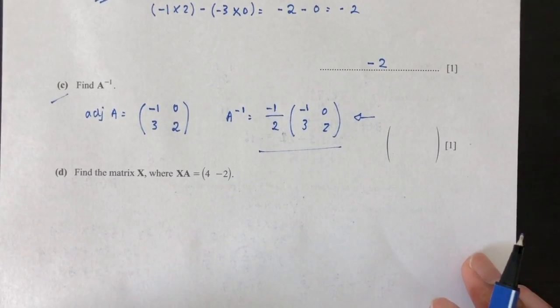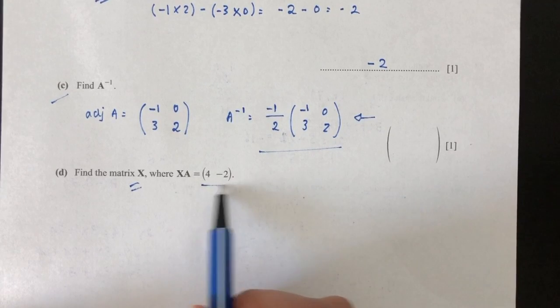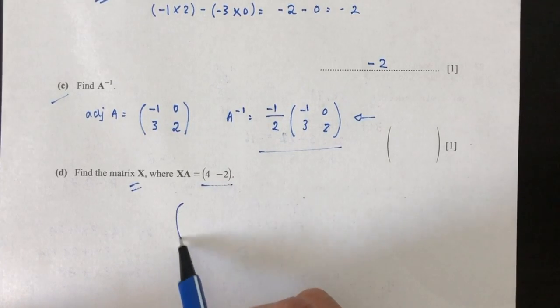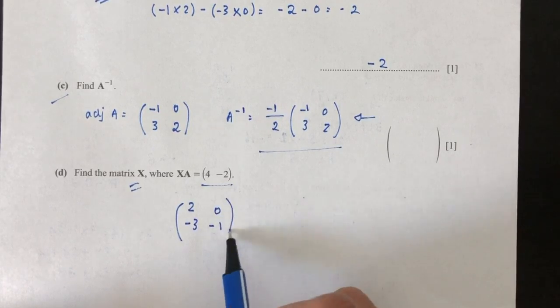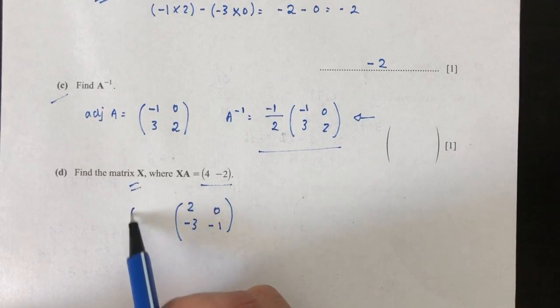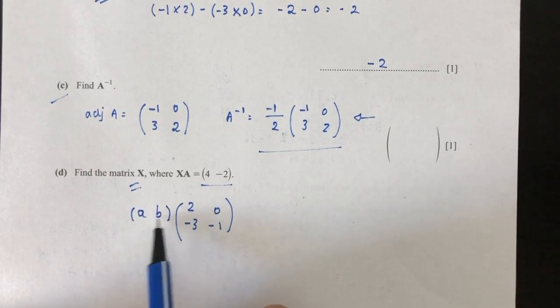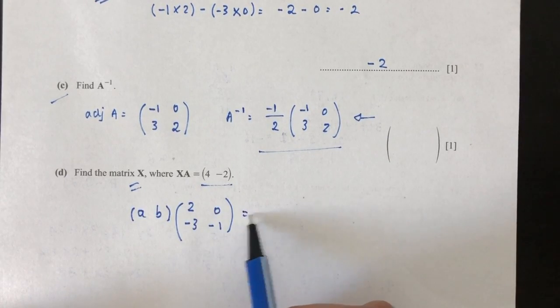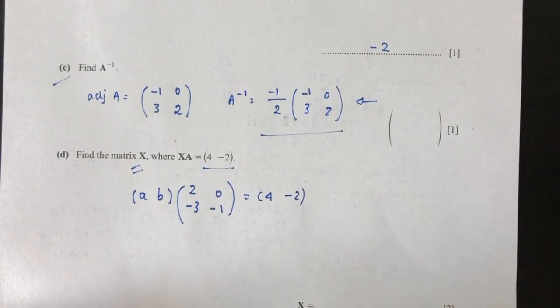Now for part D, find the matrix X, where X times A equal to this. So you know A is given by 2, minus 3, 0, minus 1. And X needs to be in this form, because it is rows by columns for you to get something like this. So find the value of X.